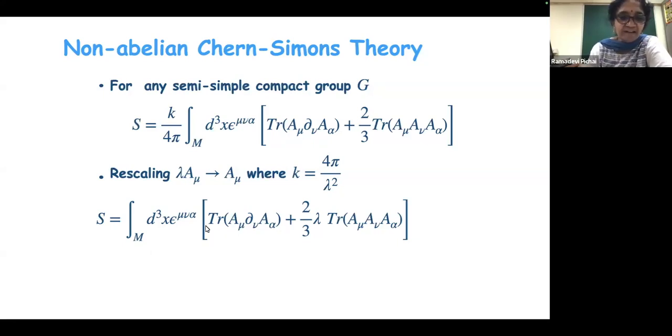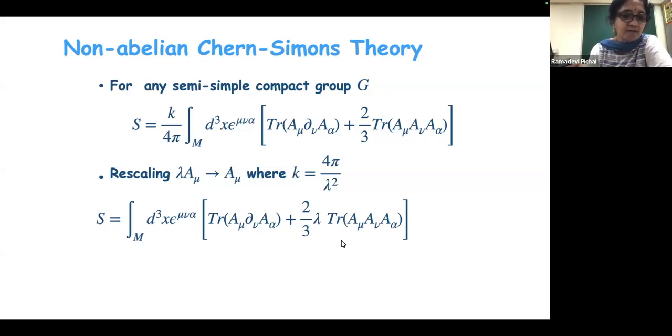You keep the kinetic term, but here the kinetic term is not quadratic in the derivative. In 3 dimensions, you have only a single derivative term, but it's quadratic in the field. So in that sense, you can call it a kinetic term, and this will be the interacting vertex term.